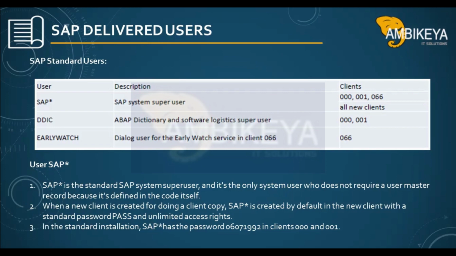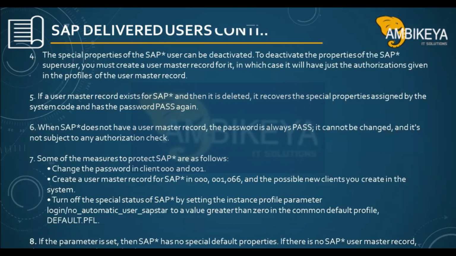These are the theoretical parts for SAP*. You can go through them. Here you can see how to turn off the special status of SAP*: the parameter login/no_automatic_user_sapstar. So the automatic default password and login can be disabled from here, from parameters. If Basis sets the particular value for that, then they cannot use SAP*.